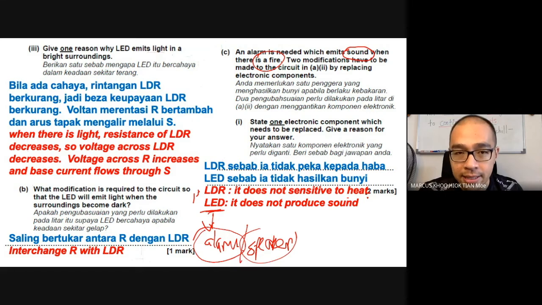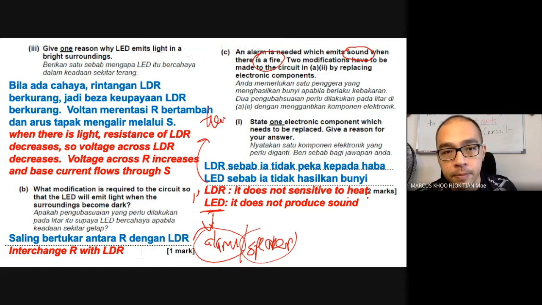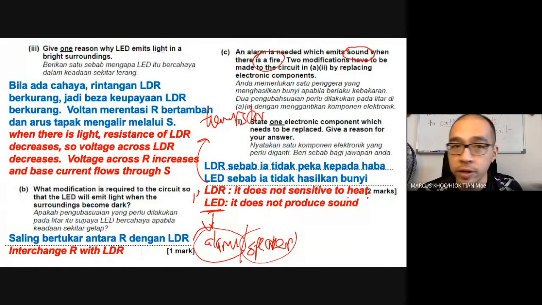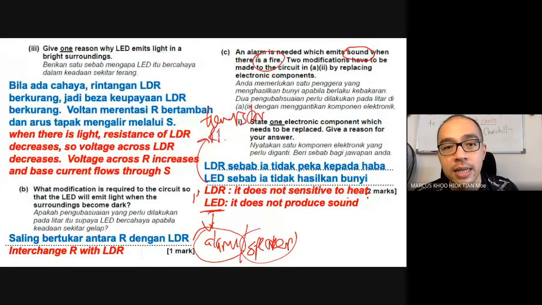So like Lester said just now, you change the LDR to thermistor. And the reason that you gave just now is actually perfectly fine. It has high resistance when it is cold. Yes, it has high resistance when it is cold. Resistance is high when it is cold or low temperature.